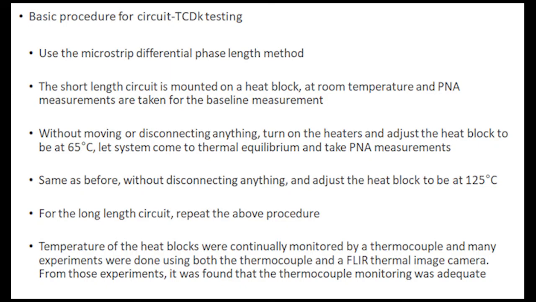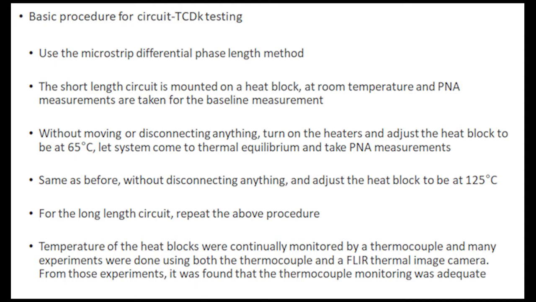Shown here is the basic procedure of how we do the TCDk testing. So again, that's TCDk testing in circuit form, and we are using the microstrip differential phase length method, which is basically testing two circuits that are identical in every way except their physical length is different by a ratio of about 4:1. So these are microstrip transmission lines, 50 ohms, and we test them for insertion loss and also phase difference.